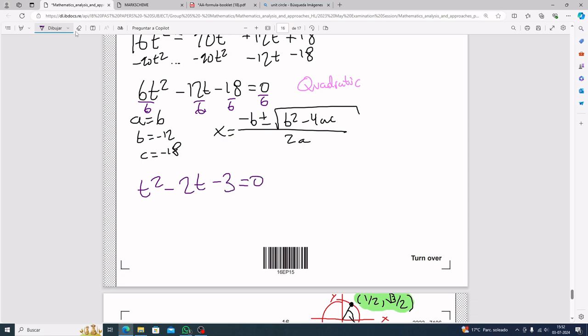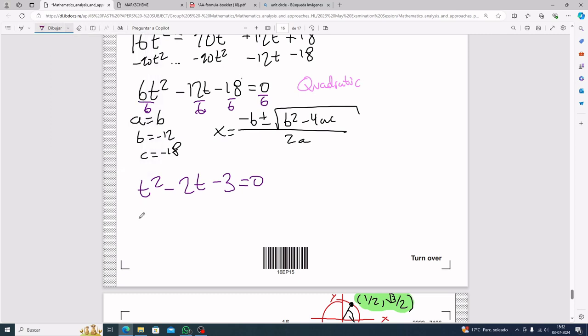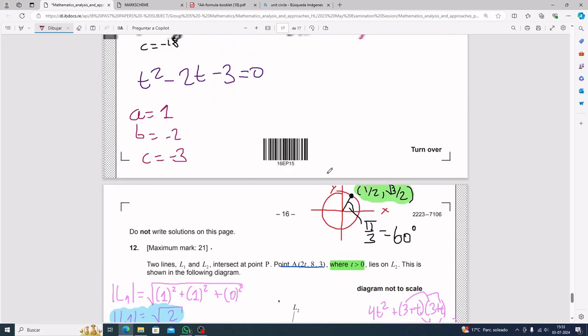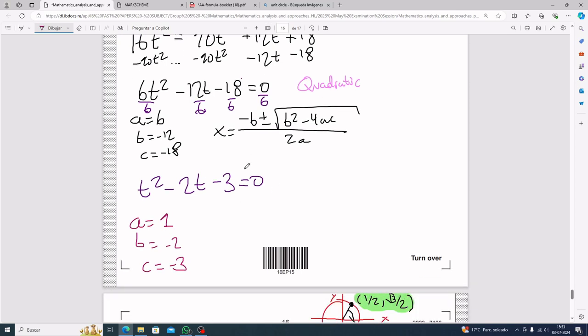Now it's suddenly a lot easier to solve, and you can again establish that a equals 1 because you have a 1 times t squared, correct? b equals negative 2 and c equals negative 3. From here you can apply the quadratic formula, and it's going to be much faster and easier to solve, and you can also factor from here. I've got time, so I'm going to show both. You can skip ahead if you want, but using the quadratic formula it would look like this.